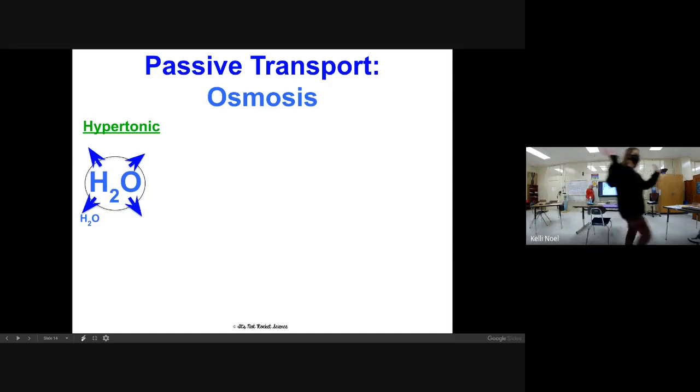Outside, notice how little the H2O is written. That means a little water. So the water is going to move out to where it's smaller. So in this case, it's going to shrivel.